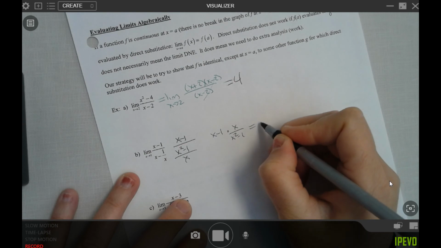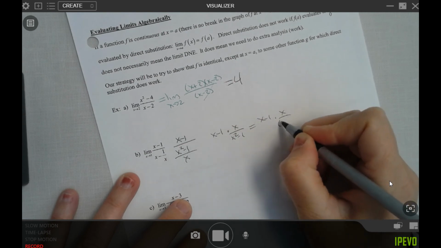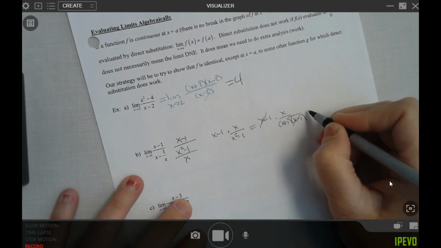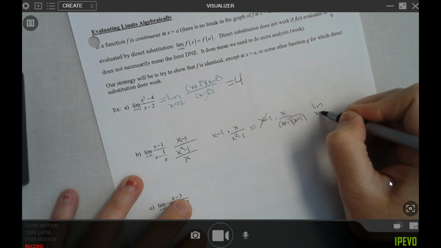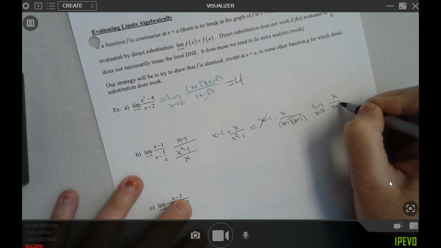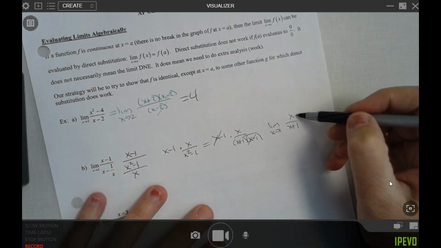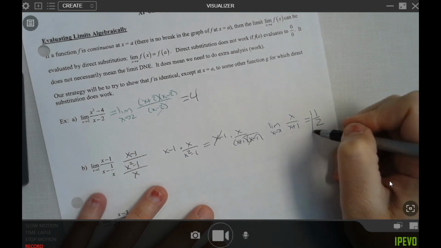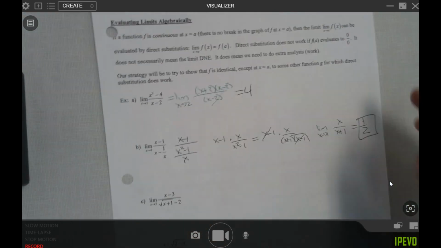So this is going to become x minus 1 times x. Factor this part. So these cancel. So really, we're going to be finding the limit as x approaches 1 of x over x plus 1. Now I can plug in 1: 1 over 2. So your limit for b is a half.